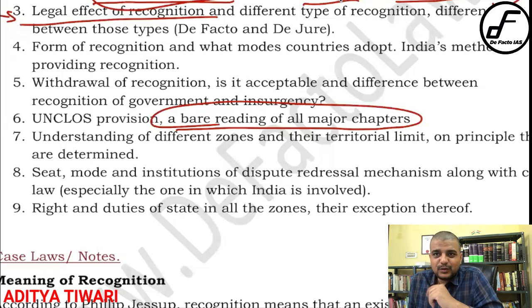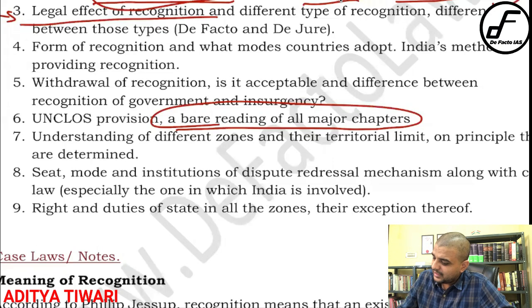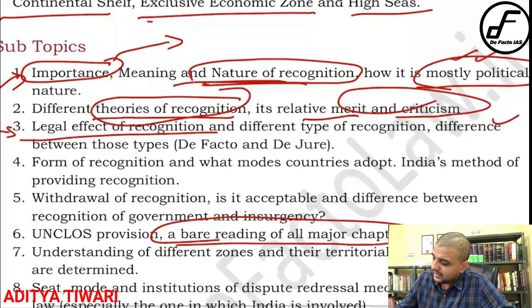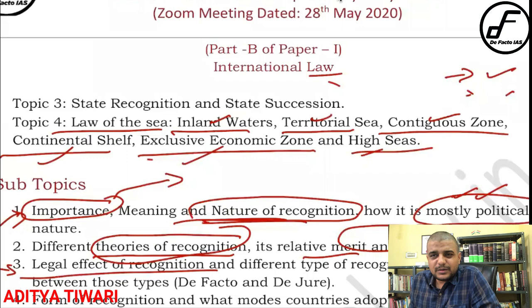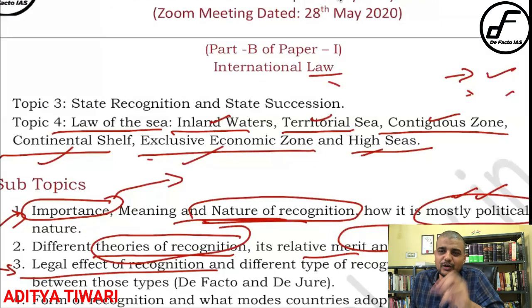Go through the bare readings, go through all the UNCLOS provisions. You will see that each chapter, like exclusive economic zone and continental shelf, has around 20 to 30 articles, right? Sometimes in UPSC a question comes directly: write a short note on the continental shelf. Whatever is to be known about the continental shelf, you will find in that particular document. So I suggest you go and read UNCLOS documents. Which UNCLOS document to read, I will talk about later. Please have a bare reading of it.